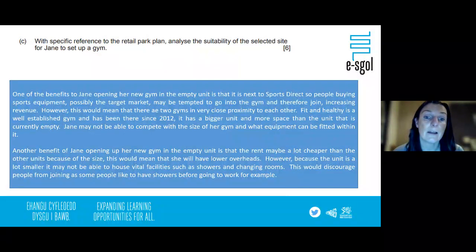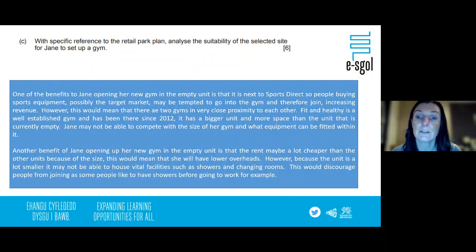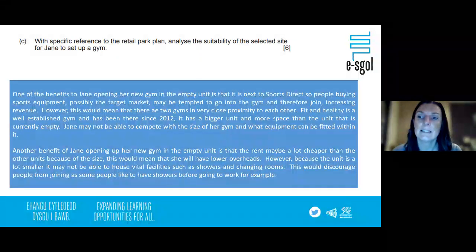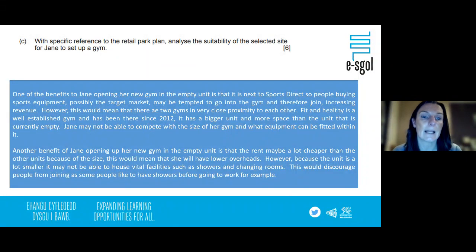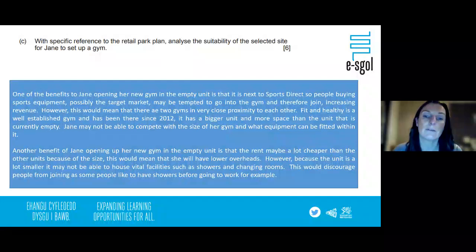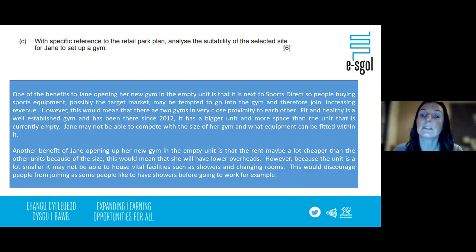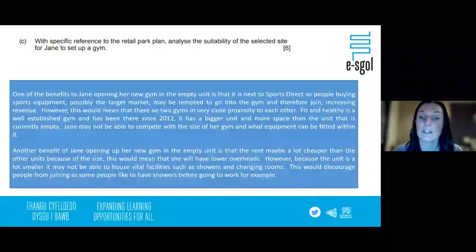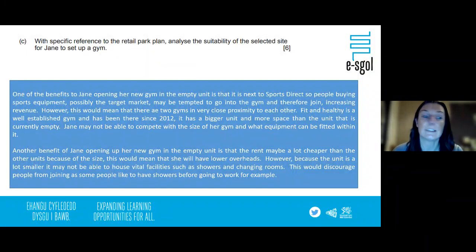However, this would mean that there are two gyms in very close proximity to each other. Fit and Healthy is a well-established gym and has been there since 2012. It is a bigger unit and has more space than the unit that is currently empty. Jane may not be able to compete with the size of the gym and what equipment can be fitted within it. Another benefit of Jane opening a new gym in the empty unit is that rent may be a lot cheaper than the other units because of the size. This would mean that she would have lower overheads.